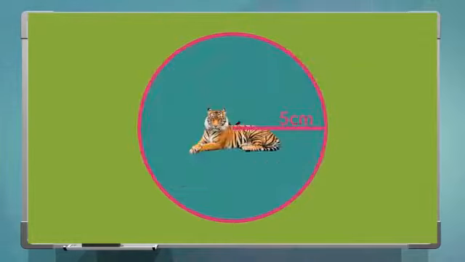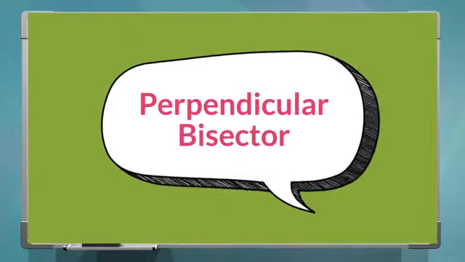Okie doke, so what about this? Imagine we have 2 trees in a garden and the owner wants to build a fence in between them so that the distance from each tree to the fence is always equal. In order to show this accurately, you will need to perform a special kind of construction. The first thing to do is join the 2 trees together with a line like this. The fence will need to cross through this line at its central point at 90-degree angles. This is called a perpendicular bisector.